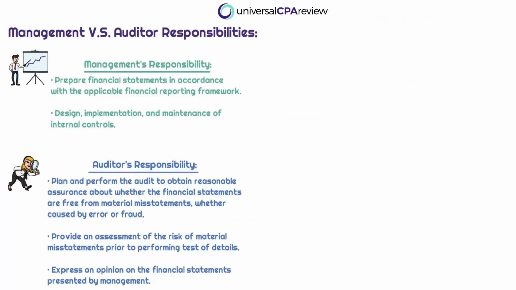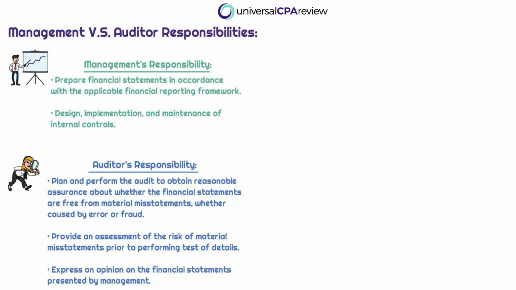So remember, for financial statement audits, we need to understand the differences in management's responsibility versus the auditor's responsibility, right? We remember for financial statement audits that management is responsible for the fair preparation and presentation of the financial statements, plus the design, the implementation, and the maintenance of internal controls. Whereas Detective Lucy, the auditor, is responsible for actually performing the audit engagement as well as opining on the financial statements.